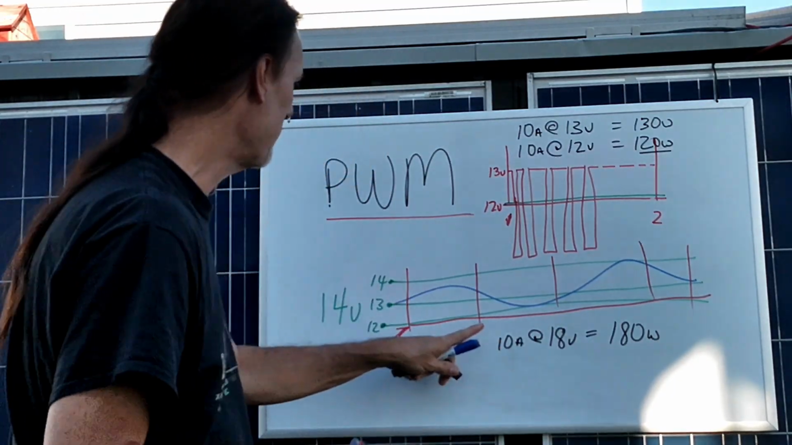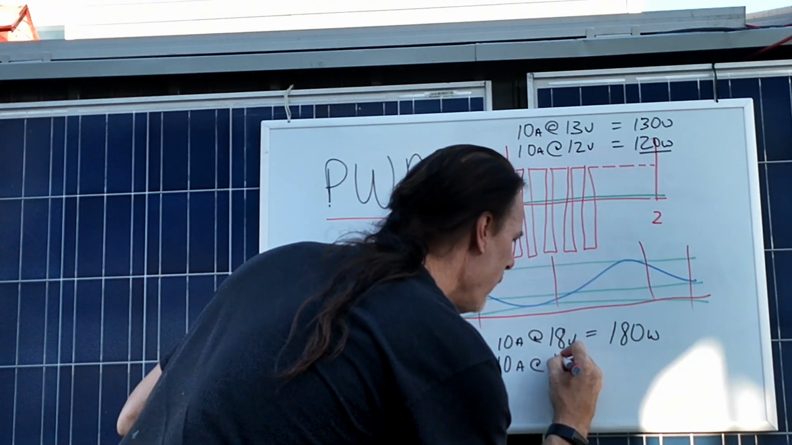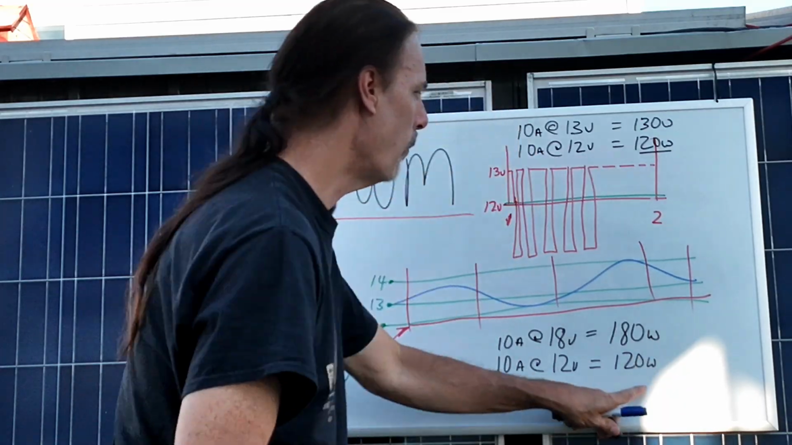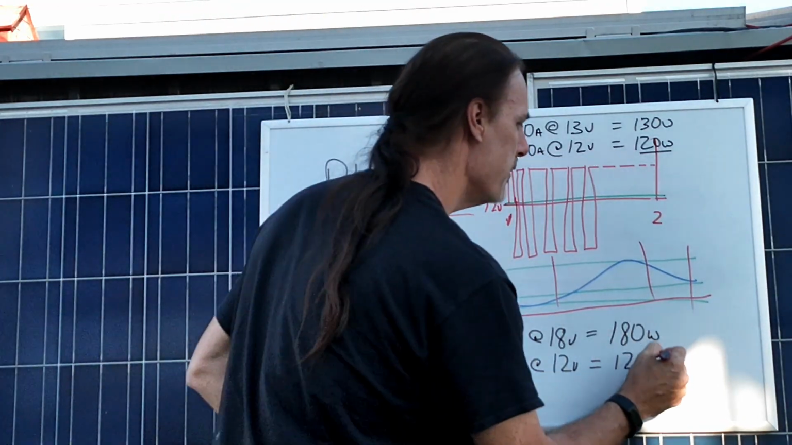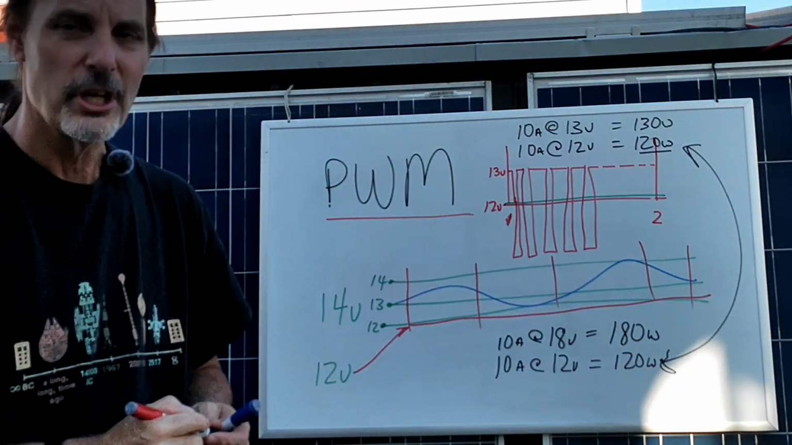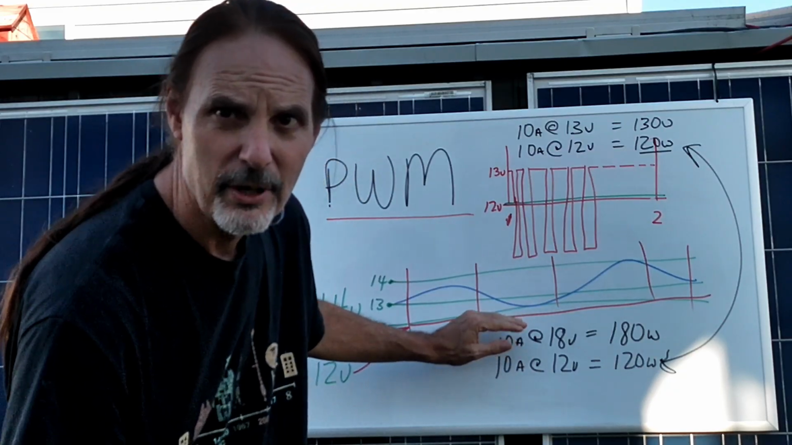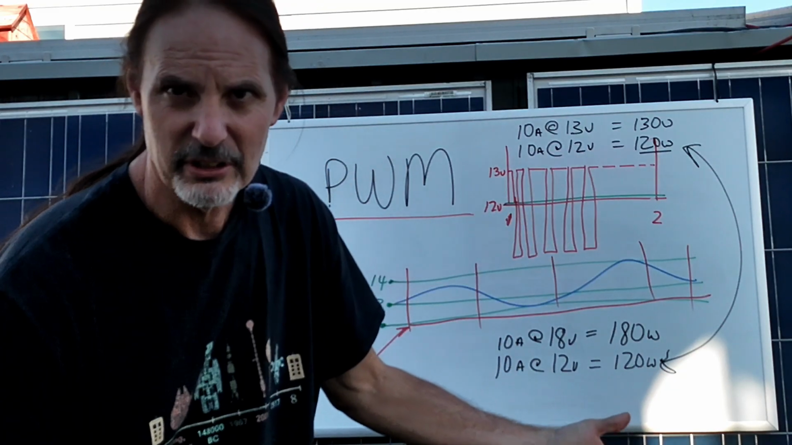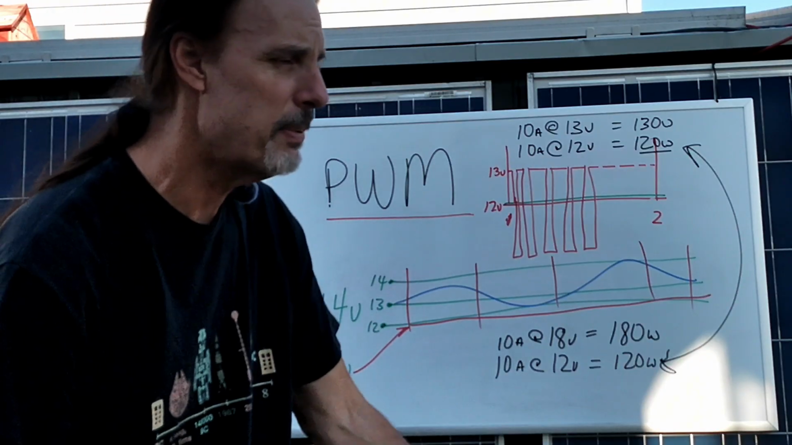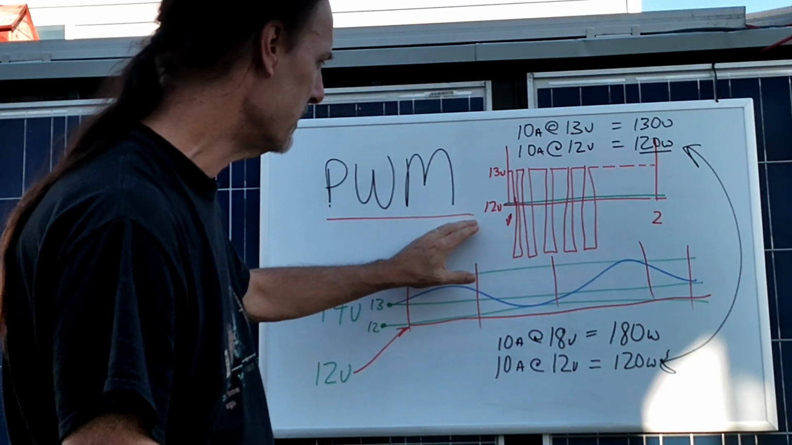But because you're running on a PWM, you've got 10 amps at 12 volts, and you're going to get 120 watts. Keeping in mind that this 120 and this 120 are the same. In other words, you need to be at this voltage or above, but anything above is wasted. So putting your panels in series and upping the voltage is not going to do you the benefits that it would with an MPPT.